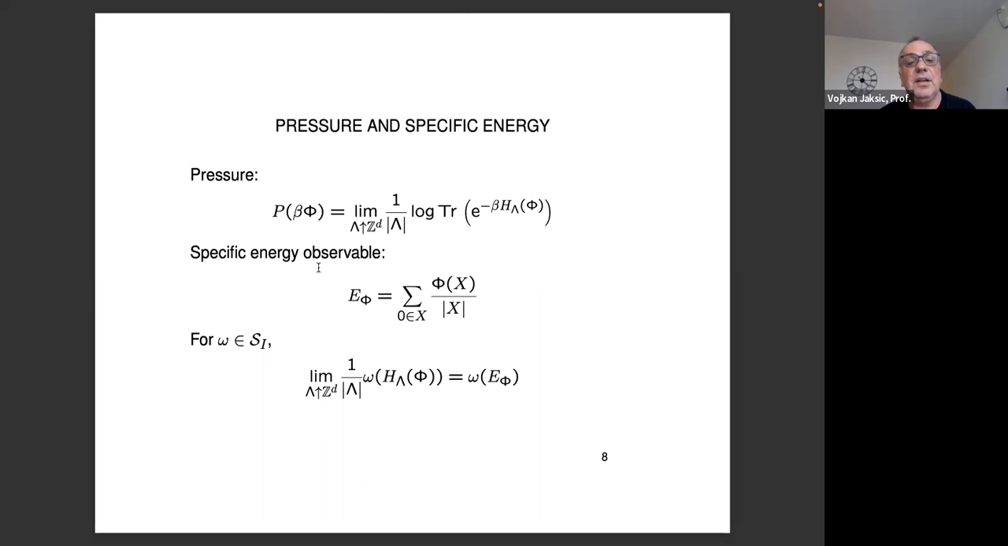So the pressure: we have our interaction phi and inverse temperature beta. The pressure P(beta, phi) has the usual definition: the limit when the size of the box goes to infinity of one over the number of points in the box times the logarithm of the trace of e to the minus beta H_lambda^phi. This is the Gibbs canonical ensemble associated to the Hamiltonian H lambda in the box. This limit will exist, and it will be a continuous function of phi and so on. This was first proven by Robinson, and you can find it in any book now. Then we have the specific energy observable, which is the contribution of one lattice site to the energy of the interaction phi, and it is defined by the following formula.